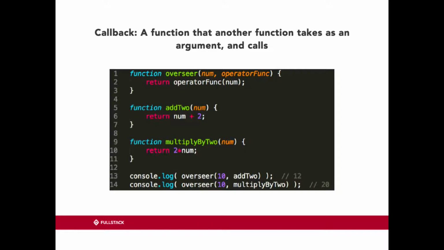So when I run overseer 10 add2, I should get 12, because the first step is it takes this 10 and feeds it into add2, and add2 just takes this number and returns that value plus 2 more. And add2 returns this 12 to overseer, and then overseer returns this 12 to the console log, which is what gets logged out at the end. Does all that make sense in terms of the flow of how we did that?